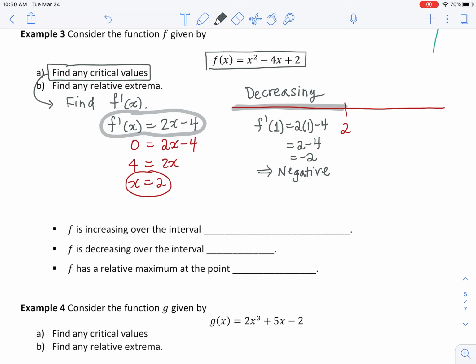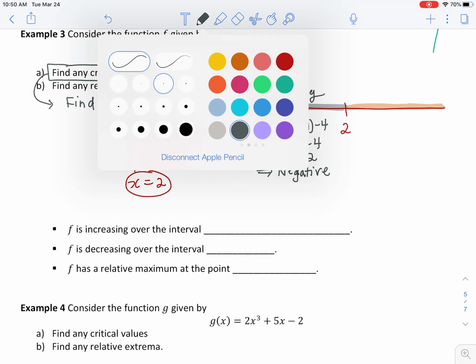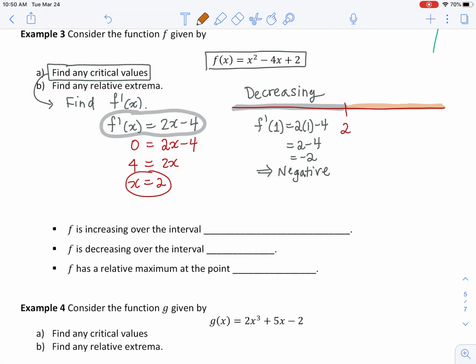All right, let's check the right side of this graph. So pick a number that's greater than 2. I'm going to test f prime of 3. Okay, if I plug 3 into the derivative, 2 times 3 minus 4 will give me 6 minus 4, a positive number. So if the derivative came out to be positive, what do you know? In this interval, we are increasing. This function f of x is increasing there. So notice the behavior change, decreasing to increasing. So this critical value right here is a relative extrema, okay?